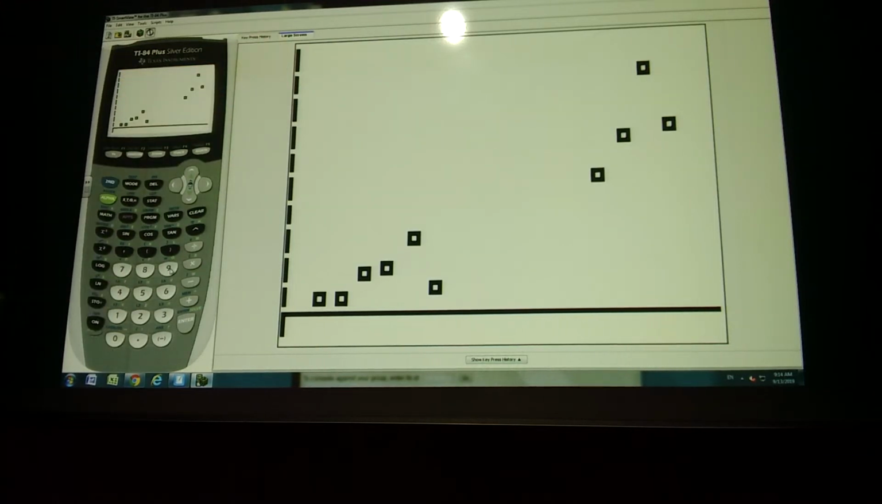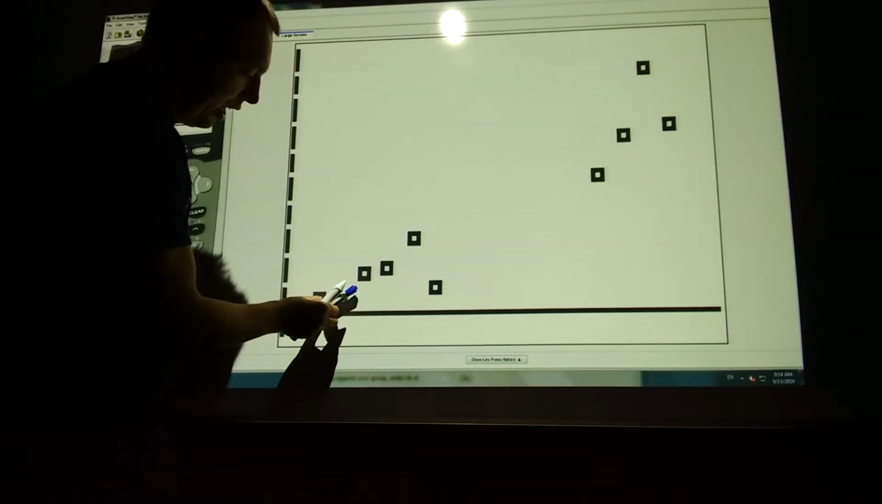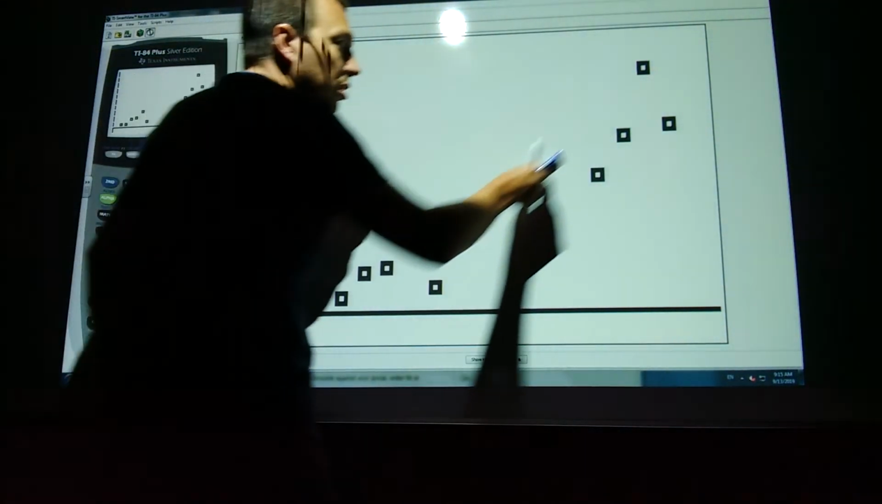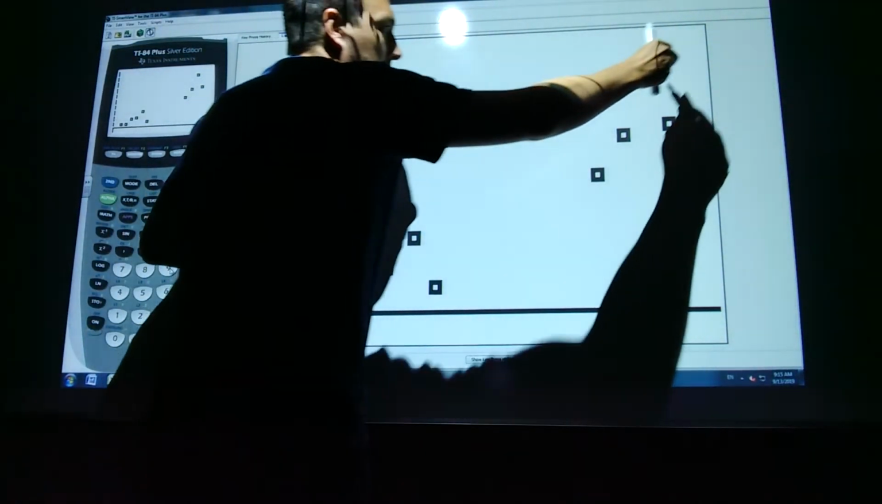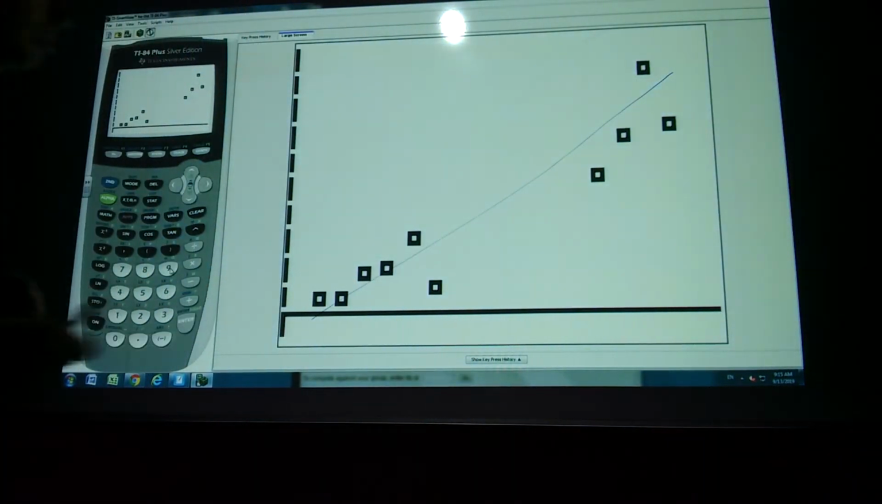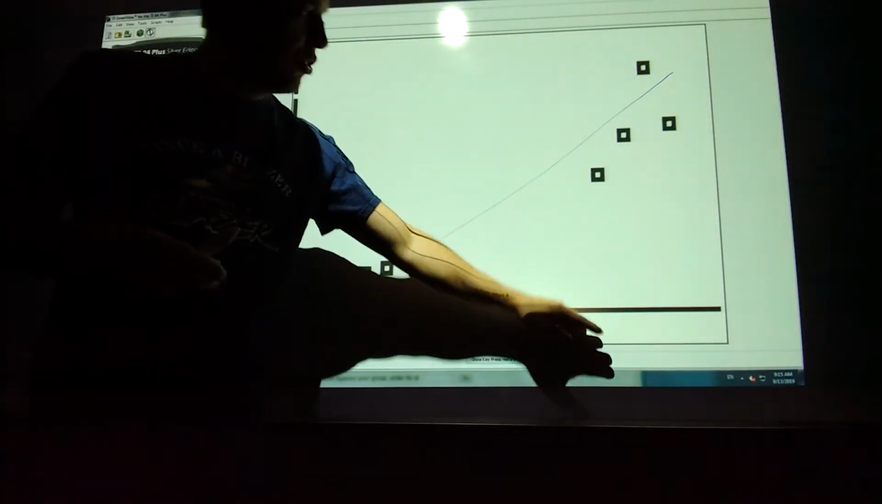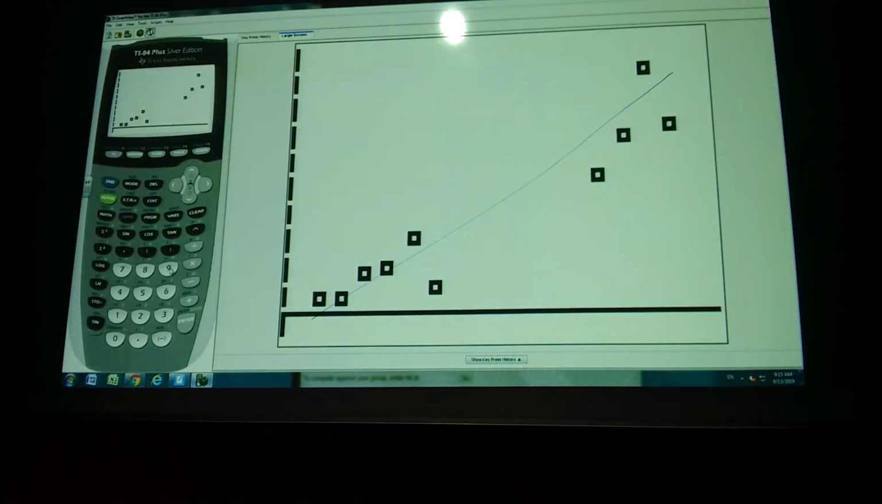So, let's see, you want to describe this. Number 1, line or not a line. I would say that this is linear. I could draw a line through here. And that looks somewhat linear. It is positively associated. The more shots you shoot, the more points you score. Not always, but generally. And lastly, how strong.